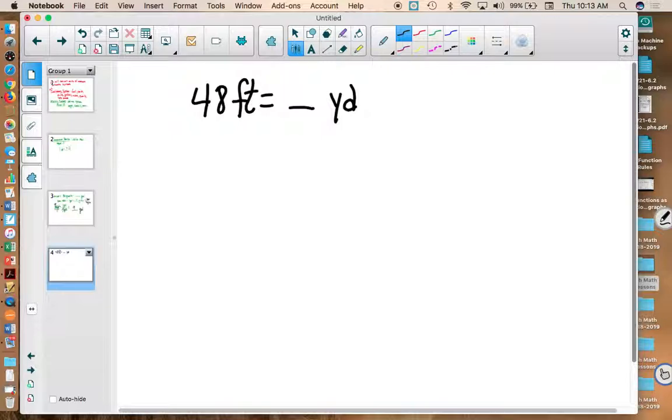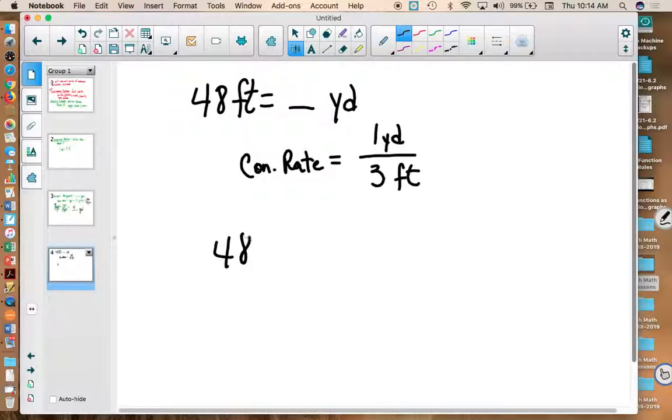What's that rate gonna be? Jaden? What's the conversion rate? 1 yard equals how many feet? How many feet are in a yard, Josie? 3. That's my rate, okay? Now I take the rate and I multiply it by the original. So I have 48 feet times 1 yard over 3 feet.